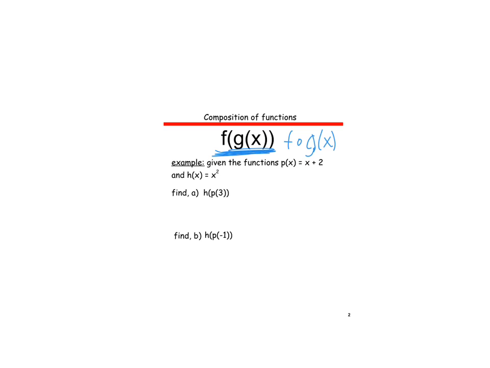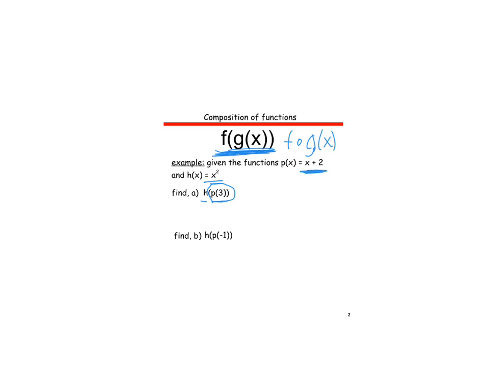So listen carefully. It says, given the functions p of x is this, so this is one function, and h of x is x squared, that's another function. It says, find h of p of 3. H of p of 3. So I'm going to do the innermost parentheses first. So I'm kind of going to ignore the h for right now, and I'm going to do p of 3.